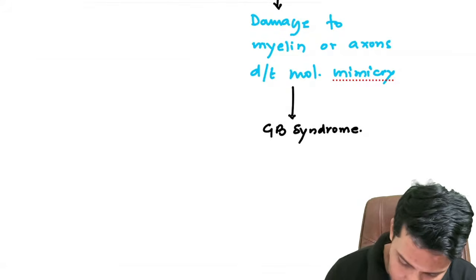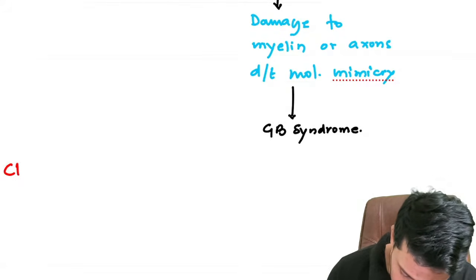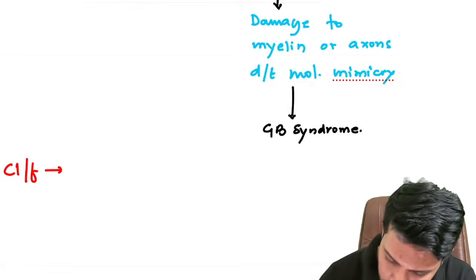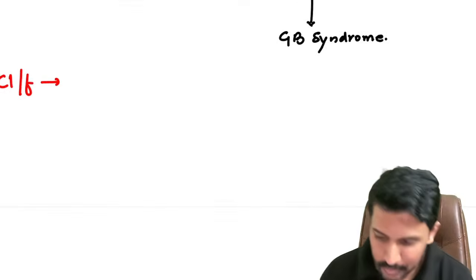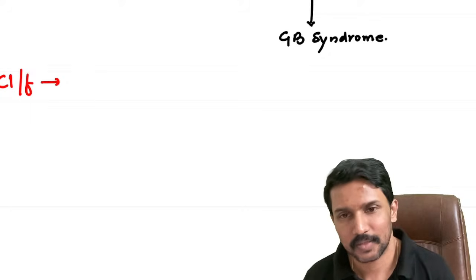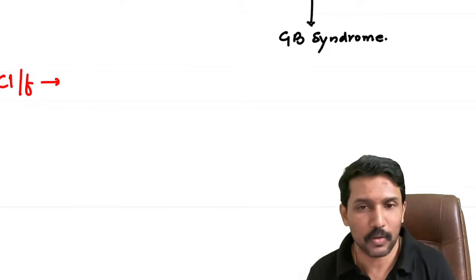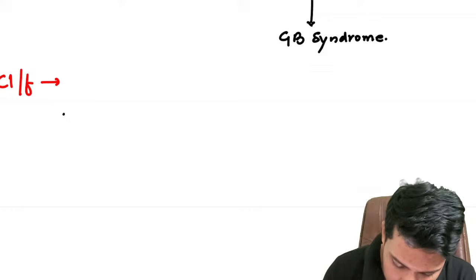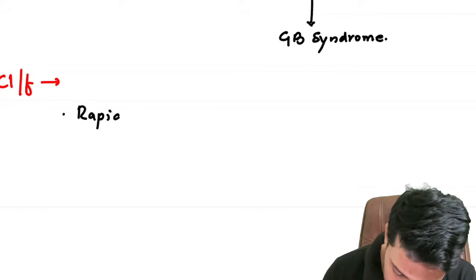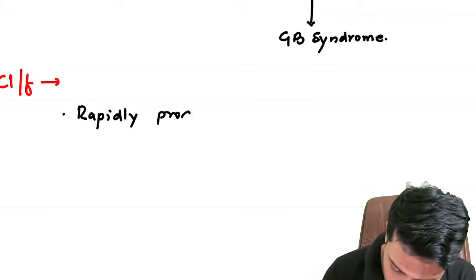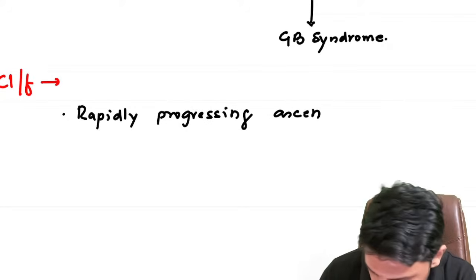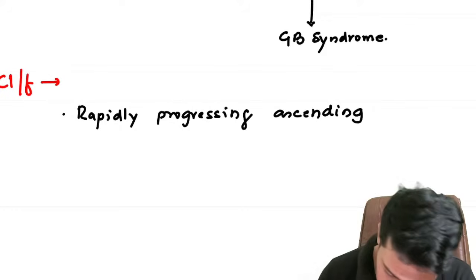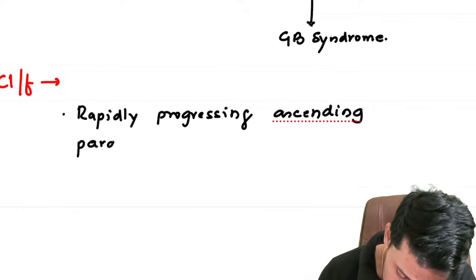So what are the clinical features? These patients present with, as I have already told you, length-based involvement, right? The longest one is affected first, then the next longest. So they present with what we call ascending paralysis. It's an acute condition, so it is rapidly progressing ascending paralysis.